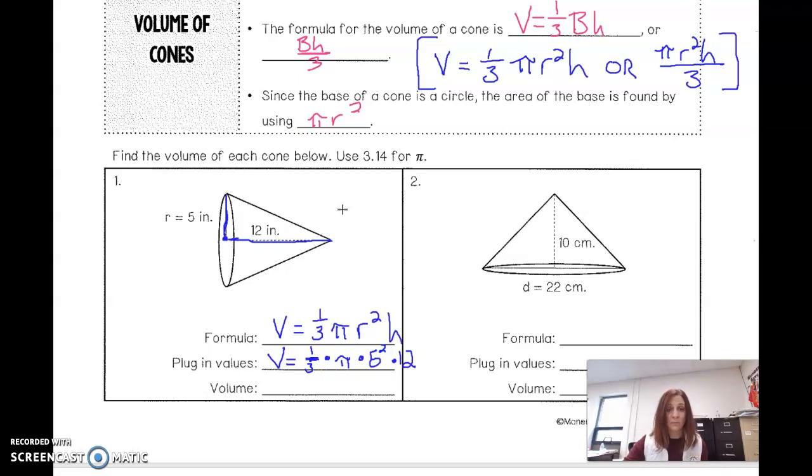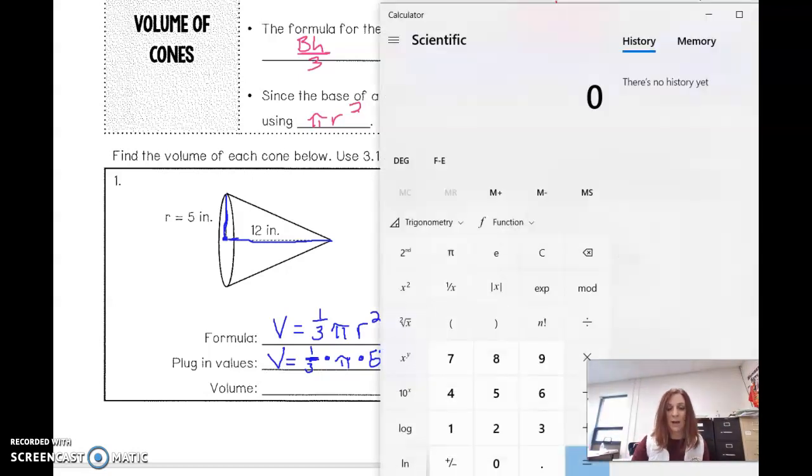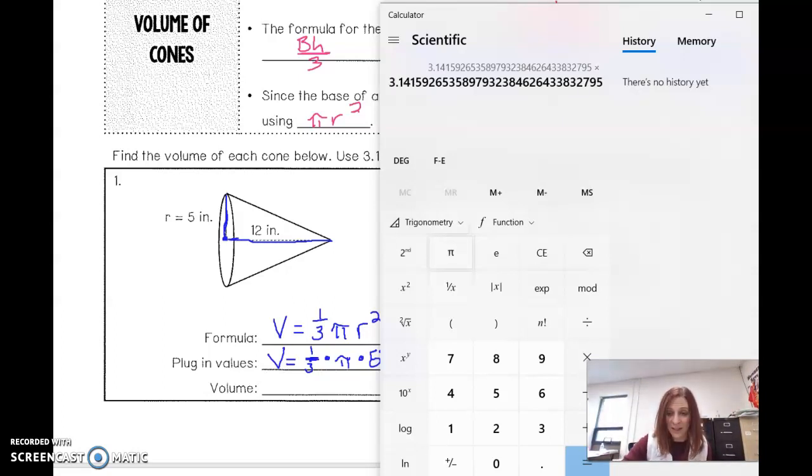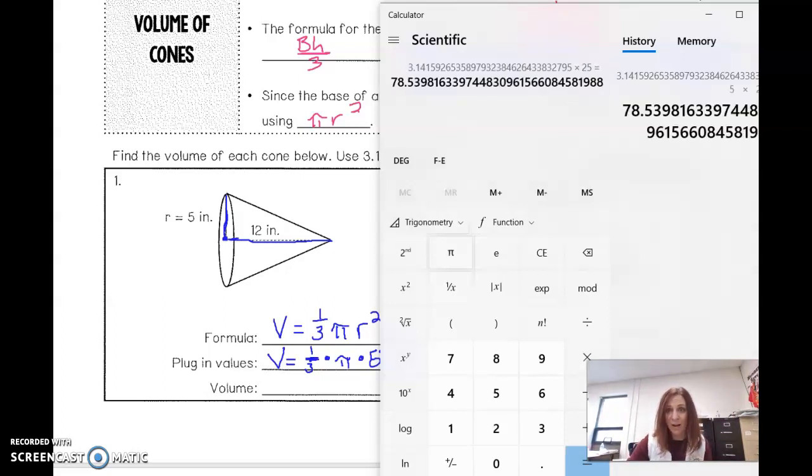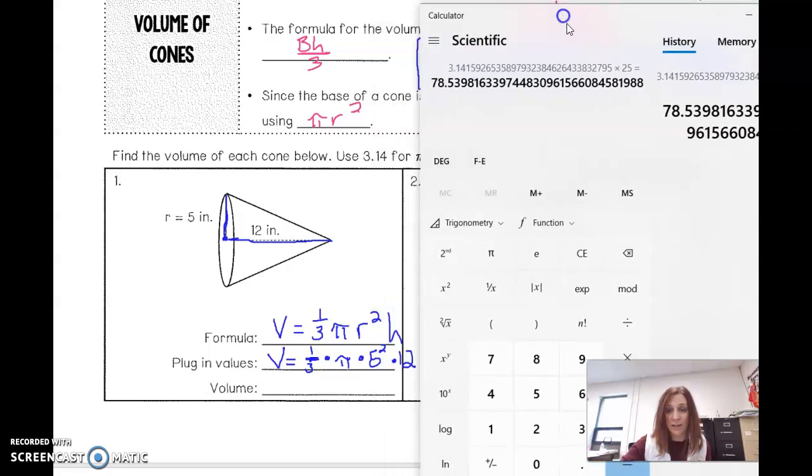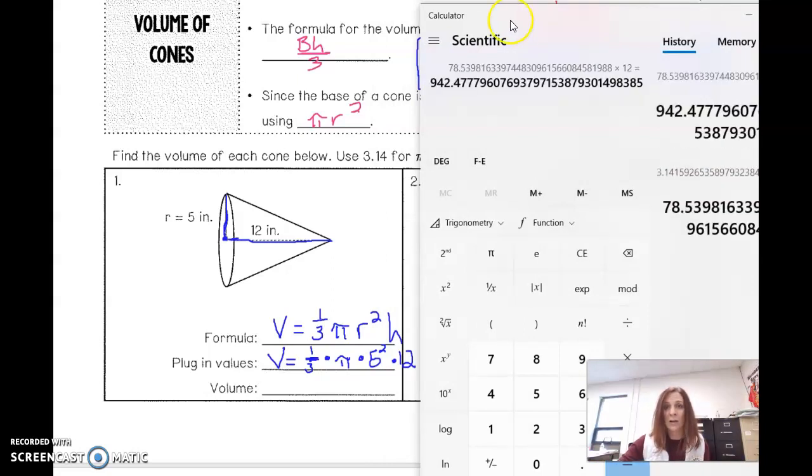So now we just plug it in, right? I've got my calculator here. I wrote 1/3 times, but I'm going to actually just divide by 3. So I'm going to say pi times 5 to the second power, which is 5 times 5, which is 25, times our height, which is 12, and that equals 942. So that's pi times 5 squared times 12.